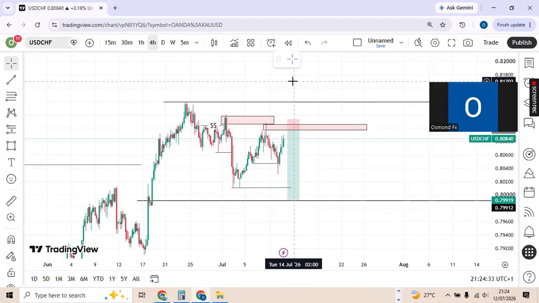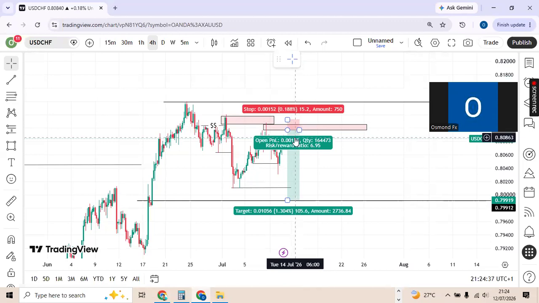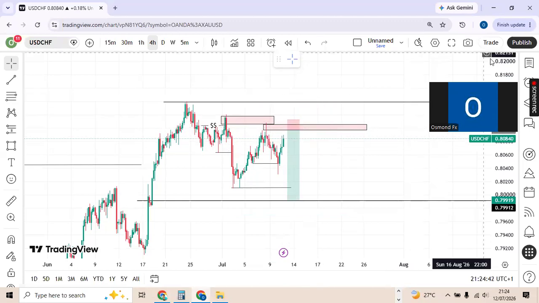Okay, so guys, that is all for USD CHF. You should just pay attention to this trade because even I am monitoring it. Just pay attention to this trade, USD CHF.